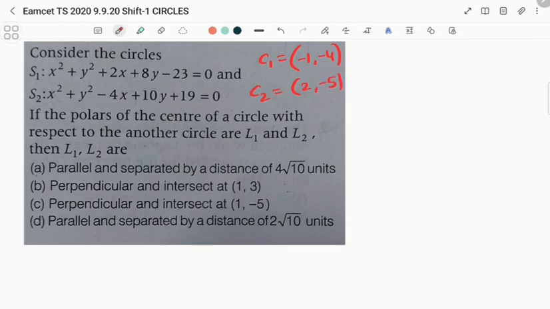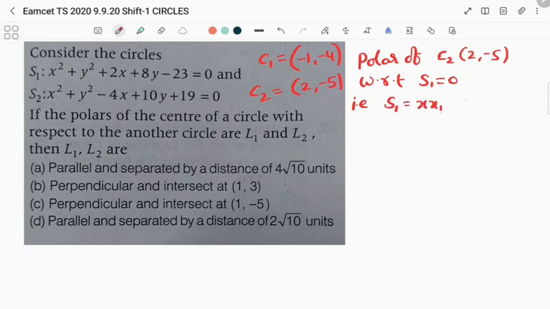Now I am calculating the equation of the polar of C2, (2, minus 5), with respect to the first circle S1 equal to 0. That is S1 equal to, according to the circle, xx1 plus yy1 plus 1 into (x plus x1), g into (x plus x1), dear students, f into means plus 4 into (y plus y1), minus 23 equal to 0.